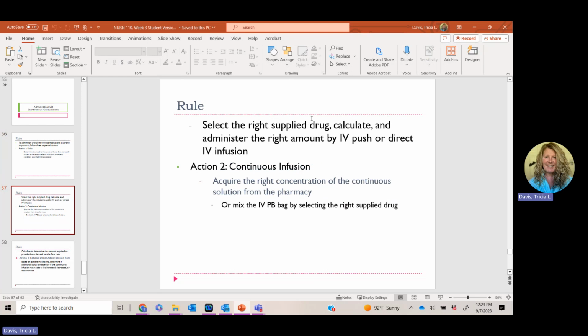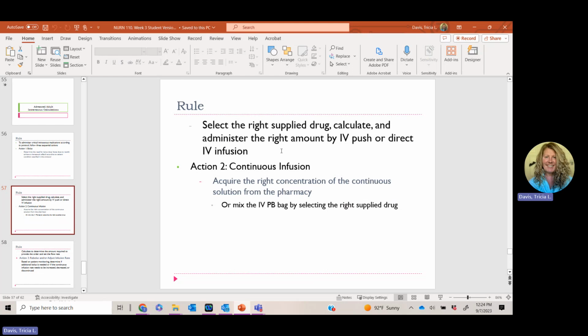So we select the right supplied drug, we calculate, and we administer the right amount by either IV push, if you're an RN, or direct IV infusion, okay? So for a bolus, we can set the rate to go very high and it can go in through an infusion pump, or we can just open that tubing wide up and it can just go very quickly into the patient.